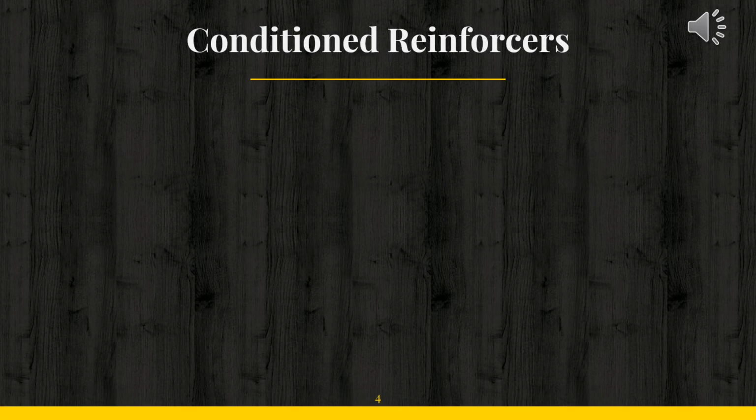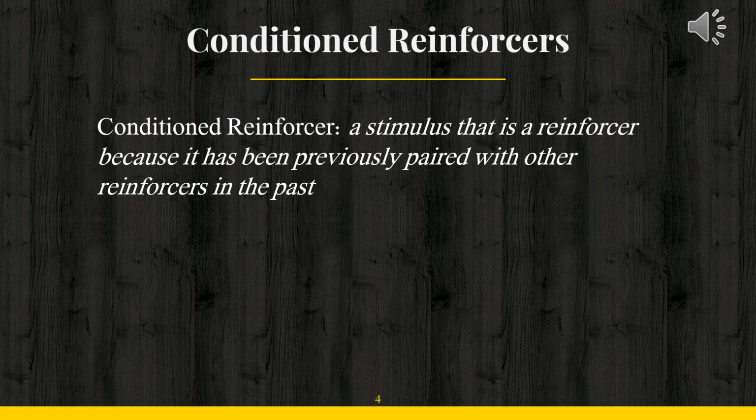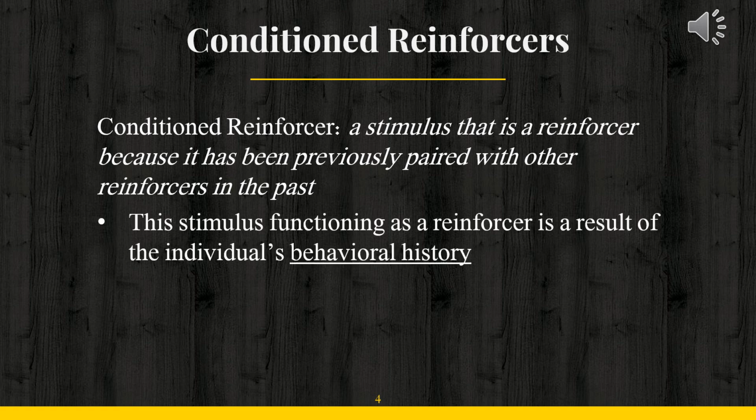A conditioned reinforcer is defined as a stimulus that is a reinforcer because it has been previously paired with other reinforcers in the past. For a stimulus to become a conditioned reinforcer, the individual must have a history of that stimulus being paired with other reinforcers. Some examples include stickers and money. To find stickers and money as reinforcers, one must have a behavioral history where stickers were paired with smiles or approval from your teacher, for example, or money was paired with the opportunity to buy or access items, food, activities, and so on.